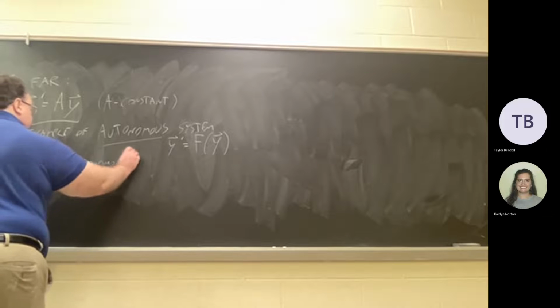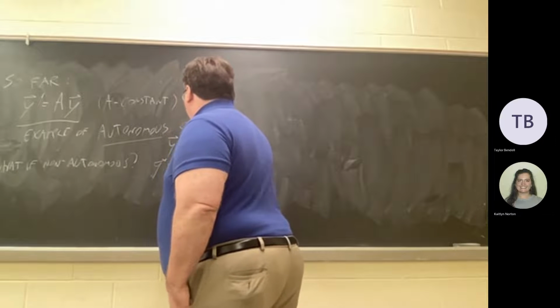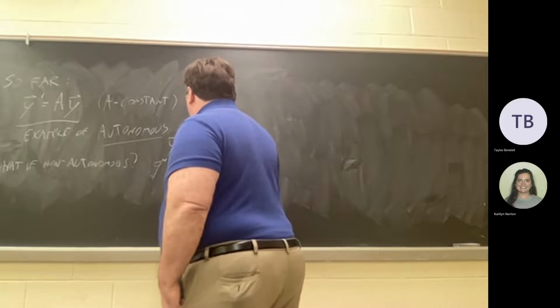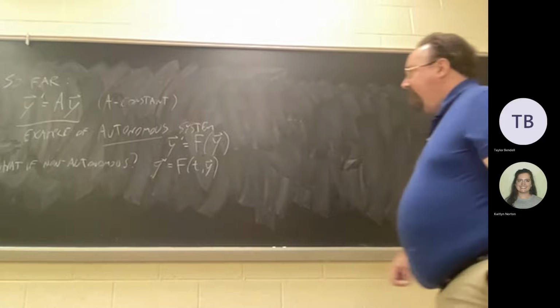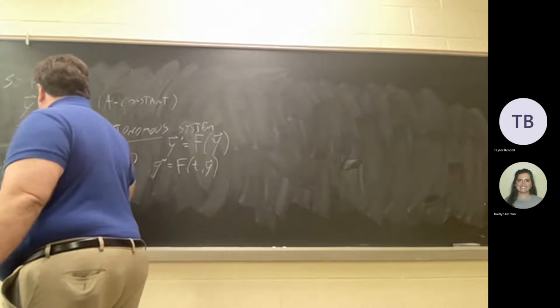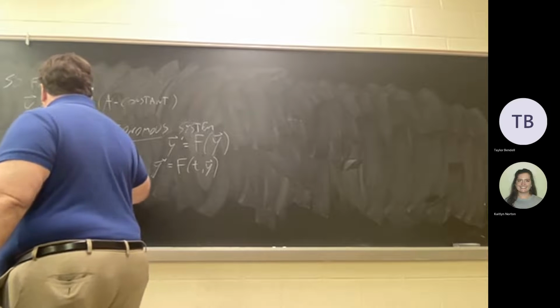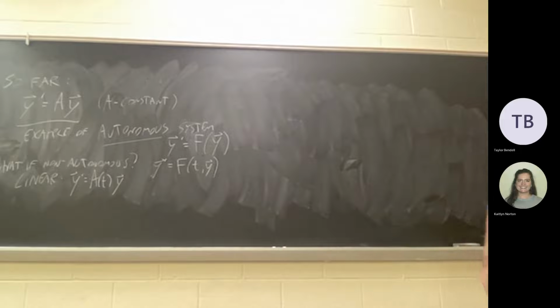So what if the system is non-autonomous? That would be something in this form: y prime is equal to some function f of t and y. So there's not only the dependence on t through y, but also t popping up in other respects. And we'll still focus on the linear case: y prime is a matrix A of t times y. So what can we do there in terms of a solution formula?